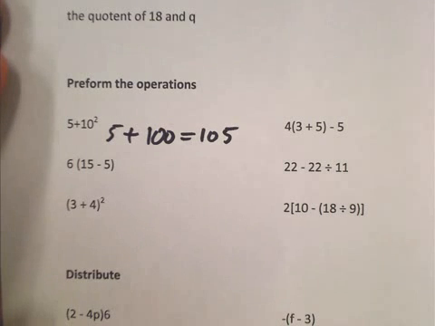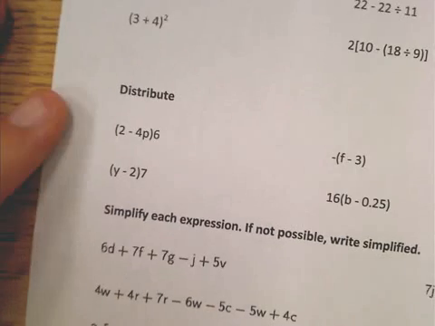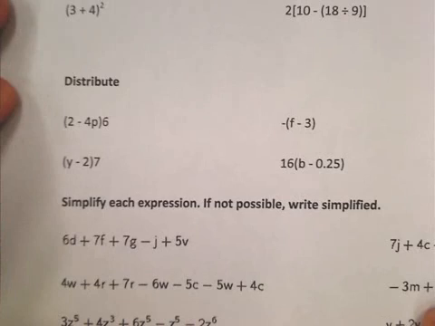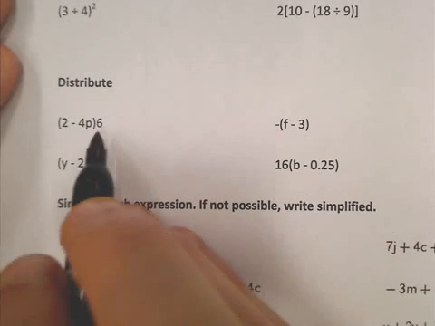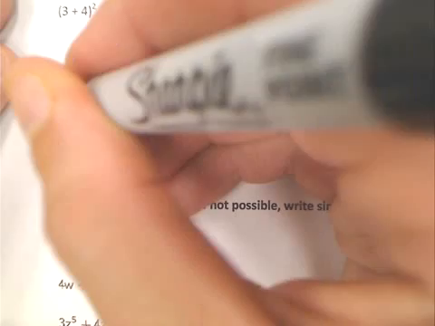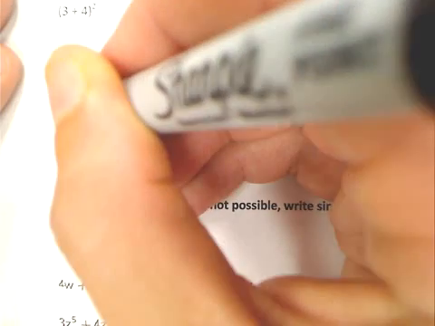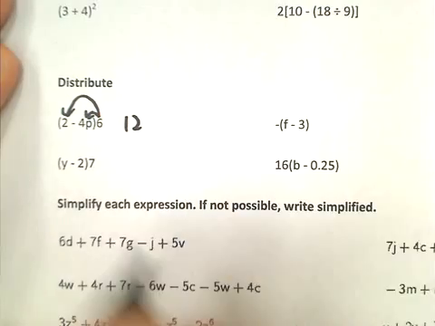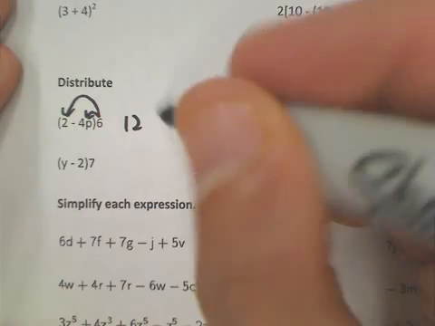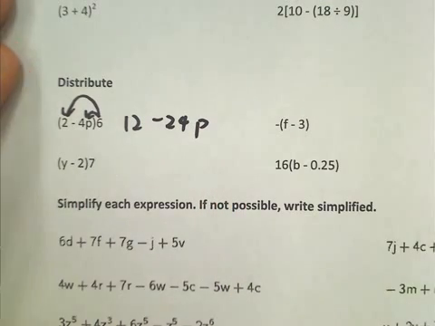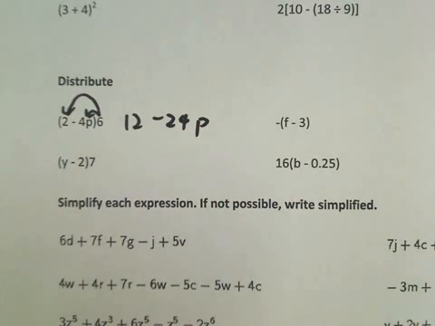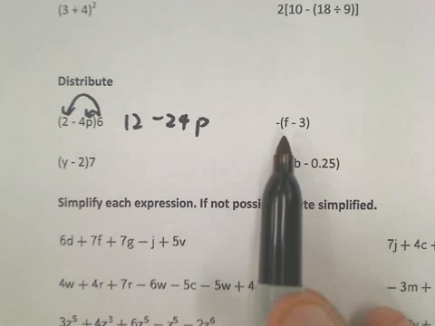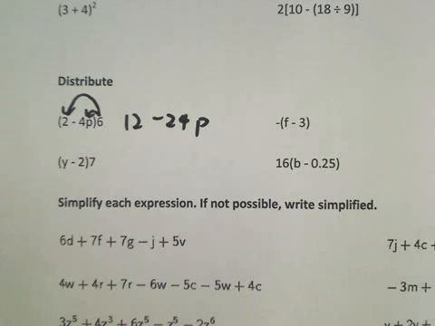Let's go to the next section here. Of course, again, if you have any questions, you can always reference your notes. That's a good thing to do. Okay, so distribute here. I have a 6 on the outside of the parentheses. I'm going to multiply that to both things on the inside. Okay, so 6 times 2 is 12. And 6 times that negative 4p will be negative 24p. So you take whatever's on the outside, multiply it by those things on the inside. If you have a negative out front just like that, just switch the signs of everything inside. That's pretty straightforward. Again, reference your notes.